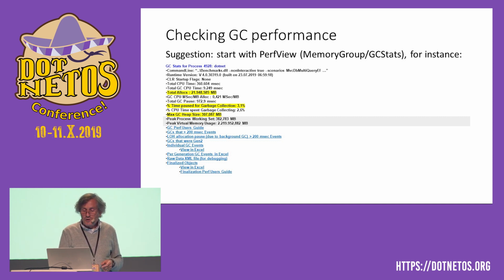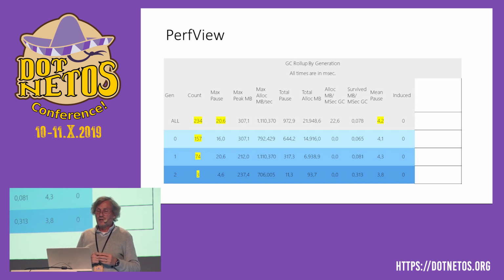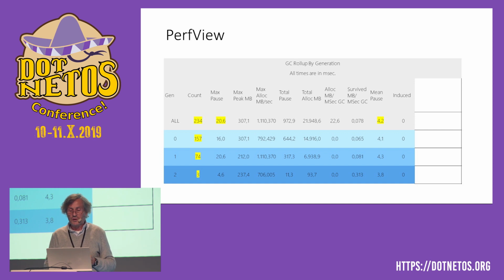The next thing I look at is in the same page a little bit below this one, and it's the GC rollup by generation. And there you see how many GCs of different generations were done and how long they took.